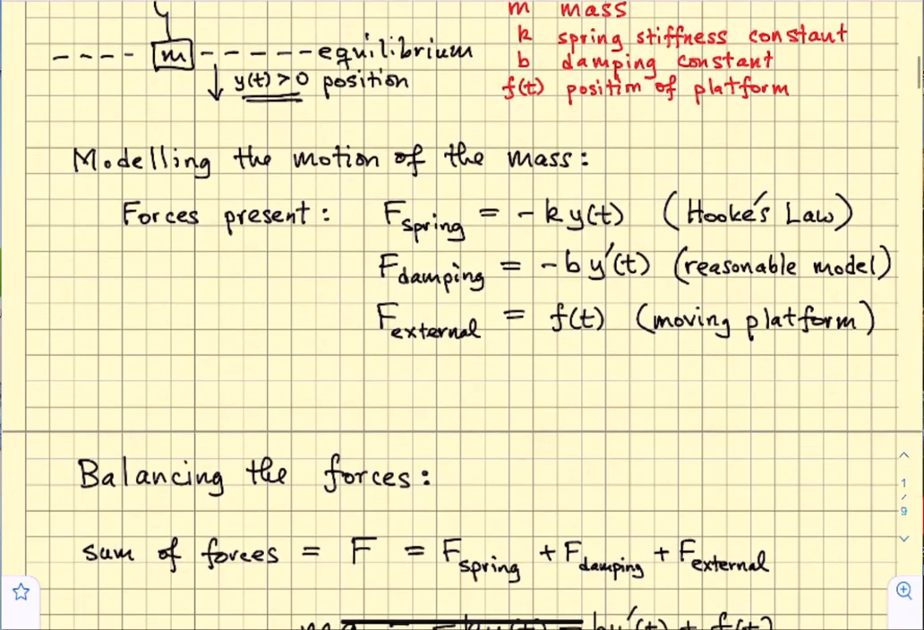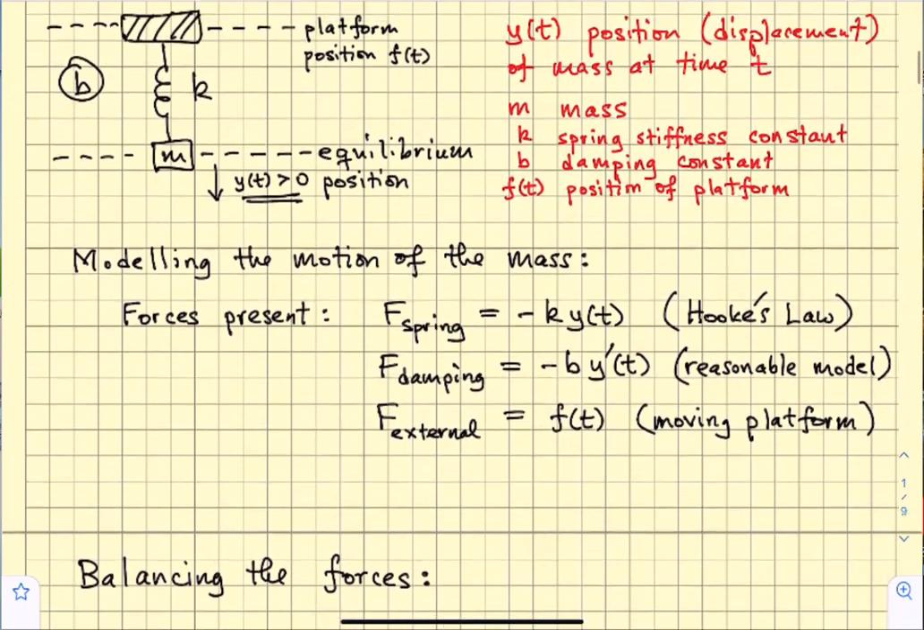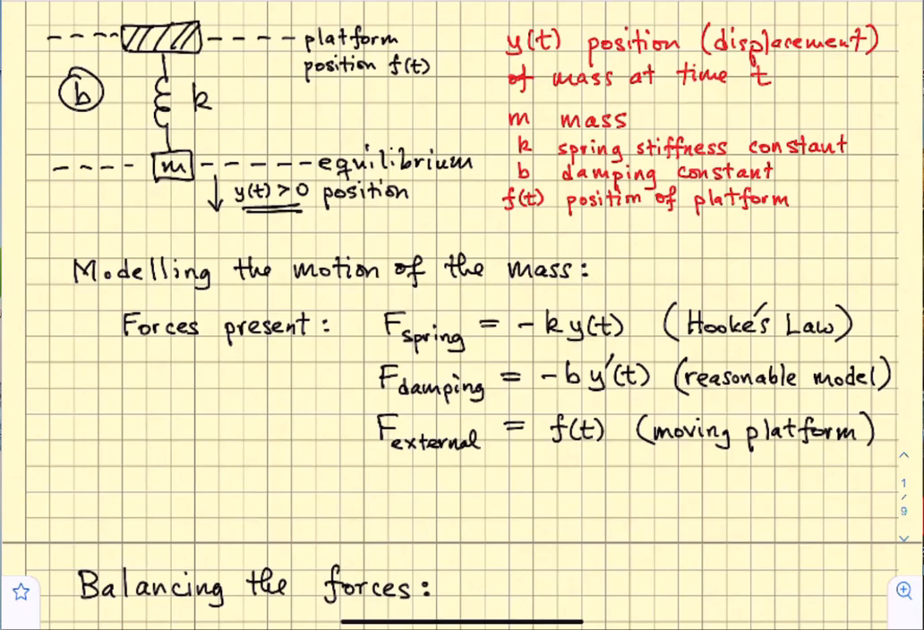Okay, now modeling the motion of the mass, we'll just use a very simple model. There are more complicated ones, but this is a plausible model. The forces that are present are, we have the force that's due to the spring, the restorative force due to the spring. If you stretch the spring, it wants to snap back. If you compress the spring, it wants to expand. And Hooke's law says that the restorative force of the spring is proportional to, but in the opposite direction of, the displacement. Secondly, we have a damping. A reasonable model for damping is that the force due to damping is proportional to, but in the opposite direction of the velocity, which would be y prime of t. And finally, the external force due to moving the platform, we could just call this f of t.